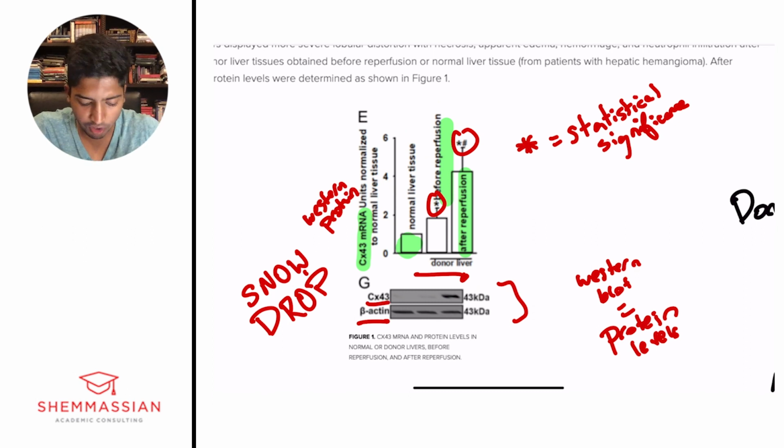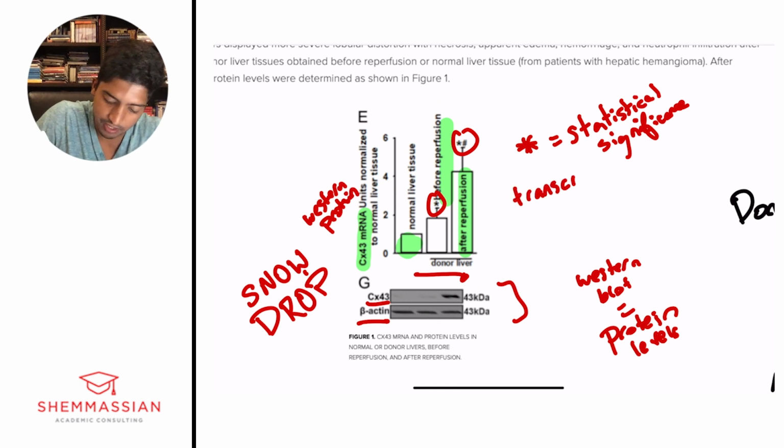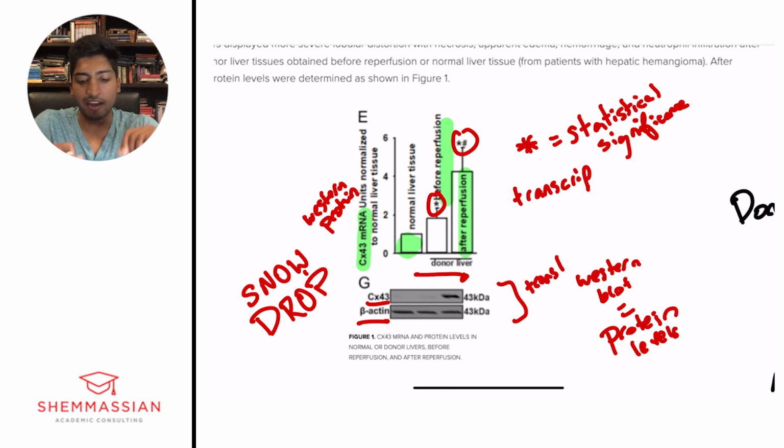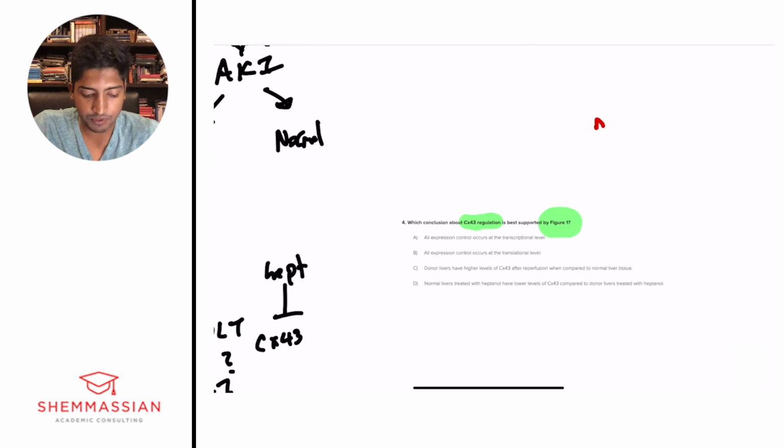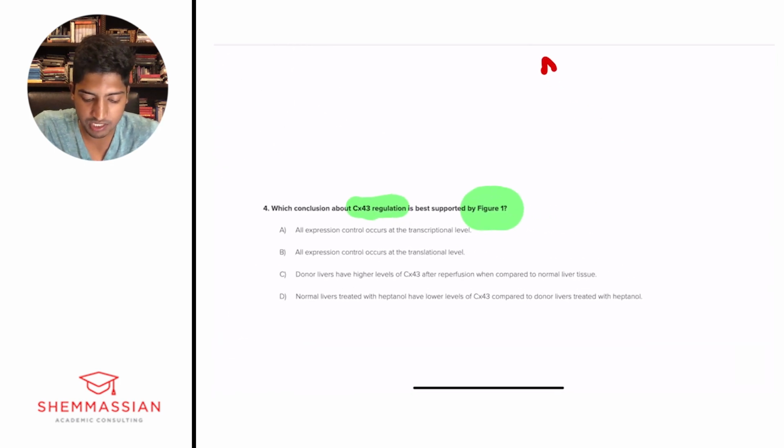So we see all of these diagrams, and we see that we're talking about mRNA levels as well as protein levels. And that is a general stacking, which talks about transcription, right, and translation. This is a common sort of staggering pattern where you see mRNA levels talking about transcription levels and protein levels as translation. So whenever we're quantifying protein levels, this is a very, very common sort of setup you'll see. But with that, let's go right into the question. Which conclusion about CX43 is best supported by Figure 1?